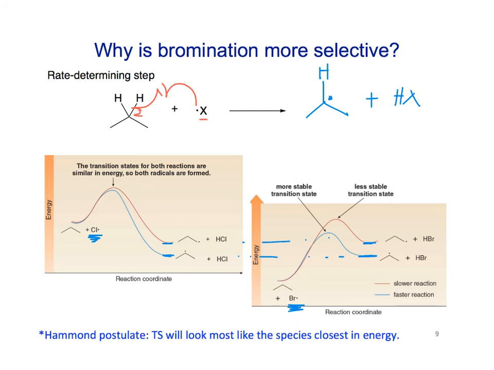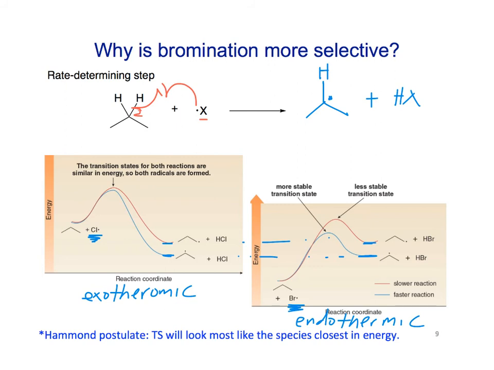So notice that in the chlorination reaction, this rate-determining step is exothermic. Okay? Starting at a higher energy and going to a lower energy. Right? In the bromination step, it is an endothermic step. Okay, we're going from a lower energy to a higher energy.